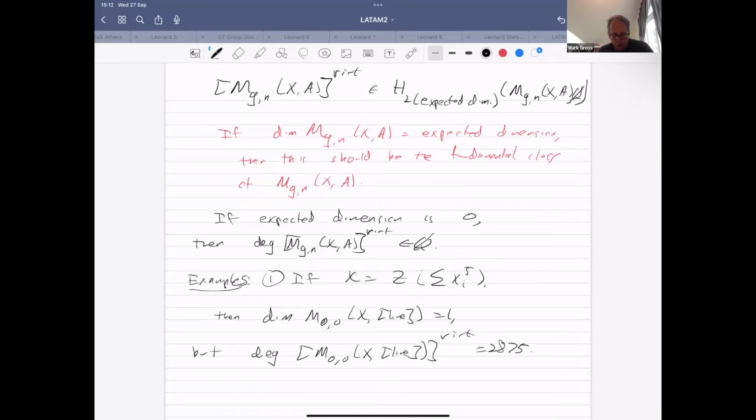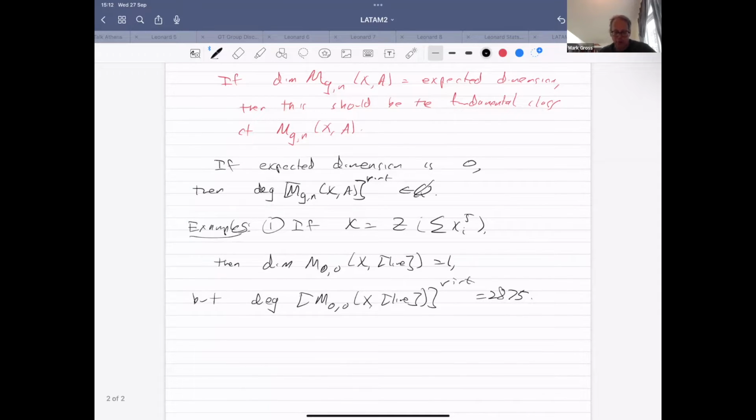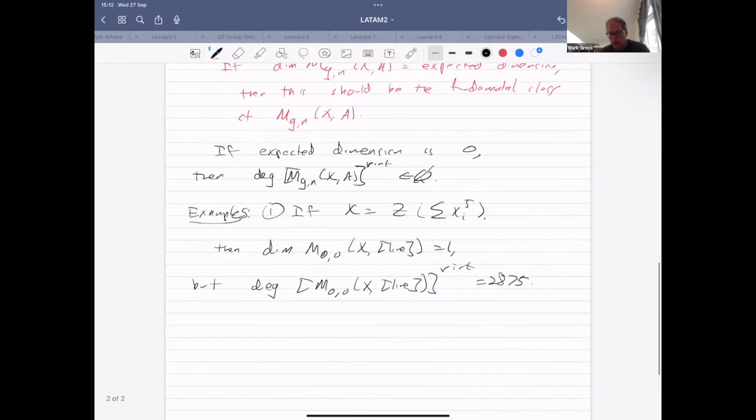But it's hard to see. I mean, if you don't do this deformation trick where you deform X to a general quintic, it's hard to see why you're getting 2875. It's essentially the Chern class of some bundle on the actual moduli space in this case. So this may not have a particularly good meaning.